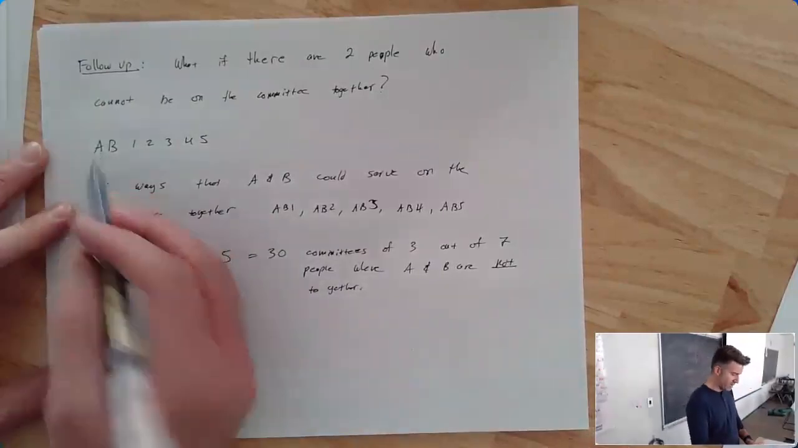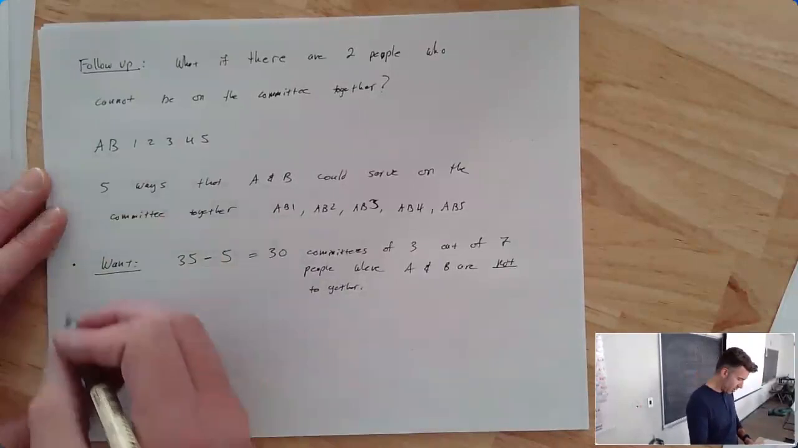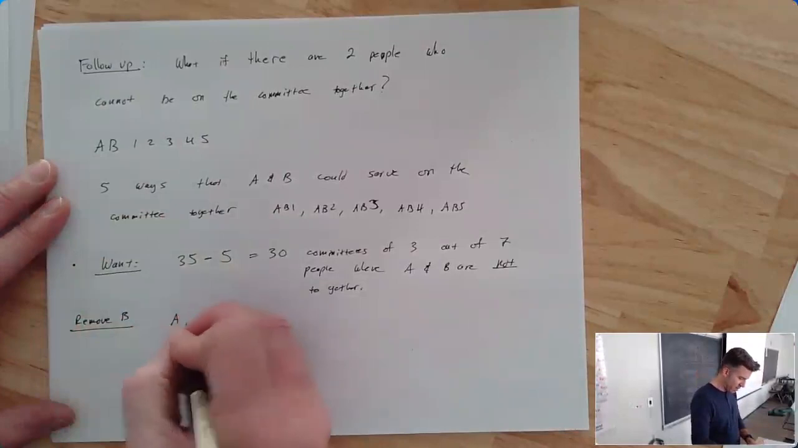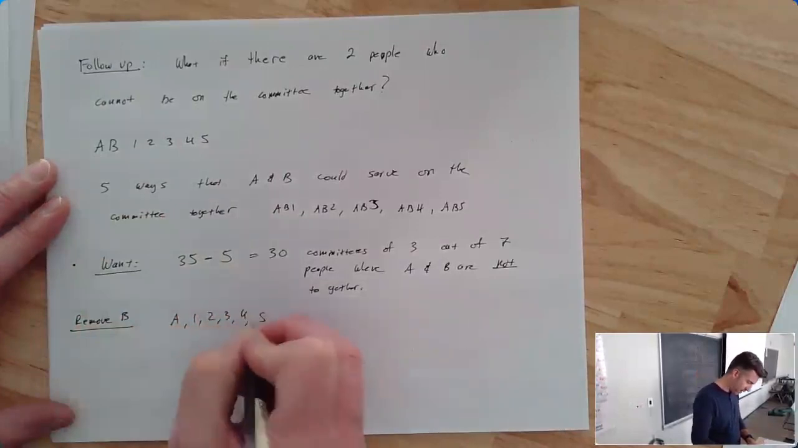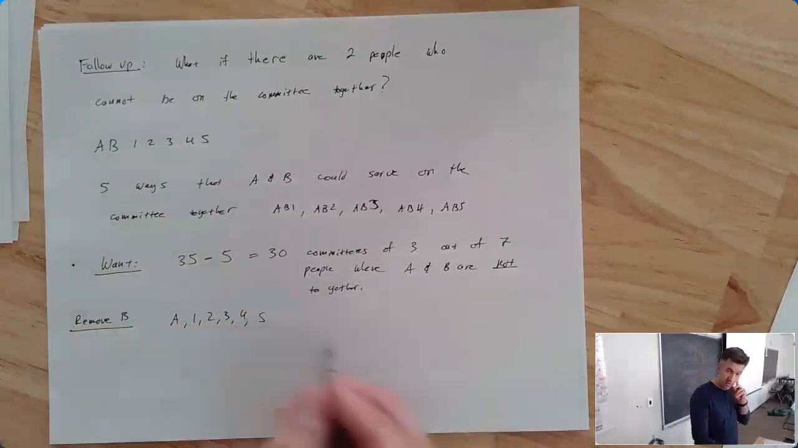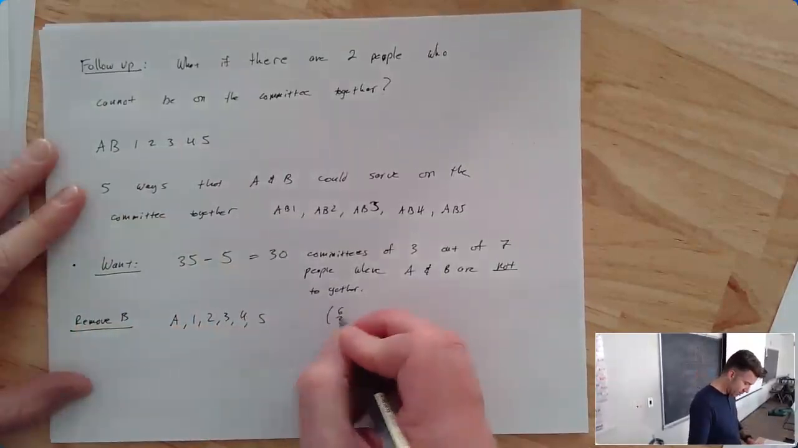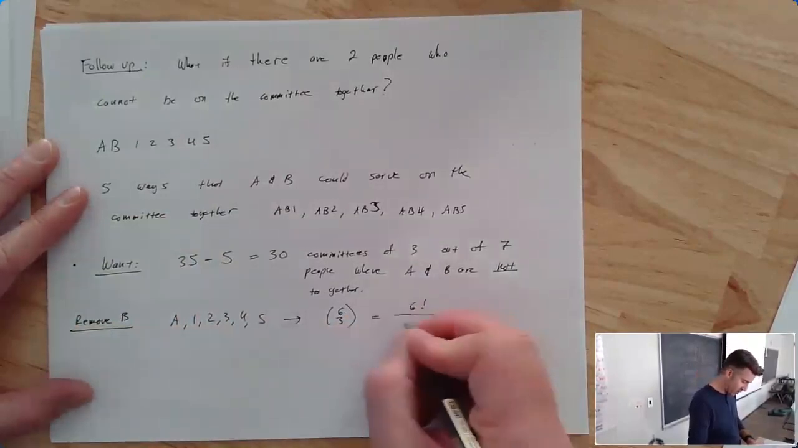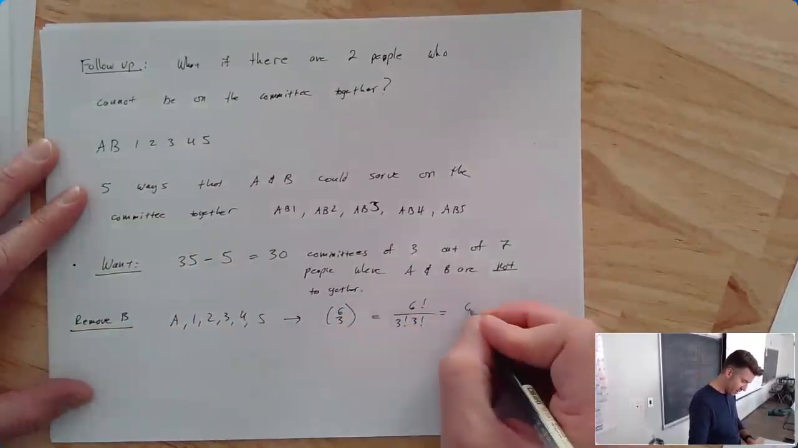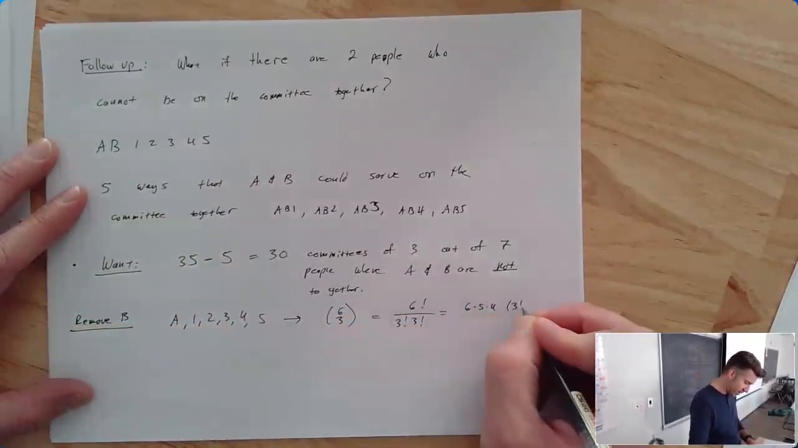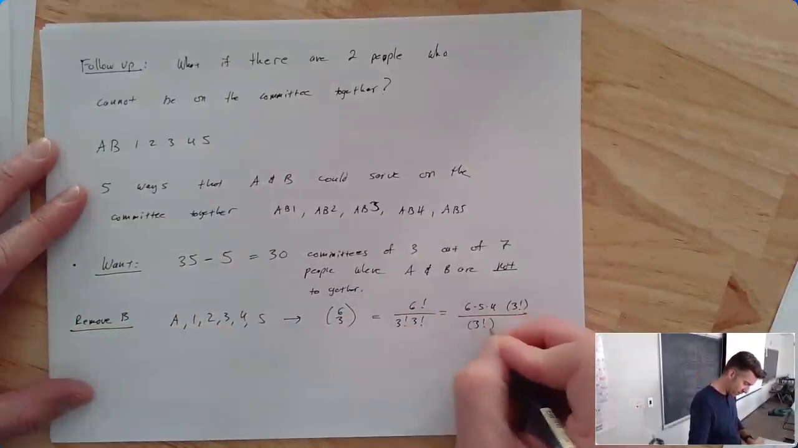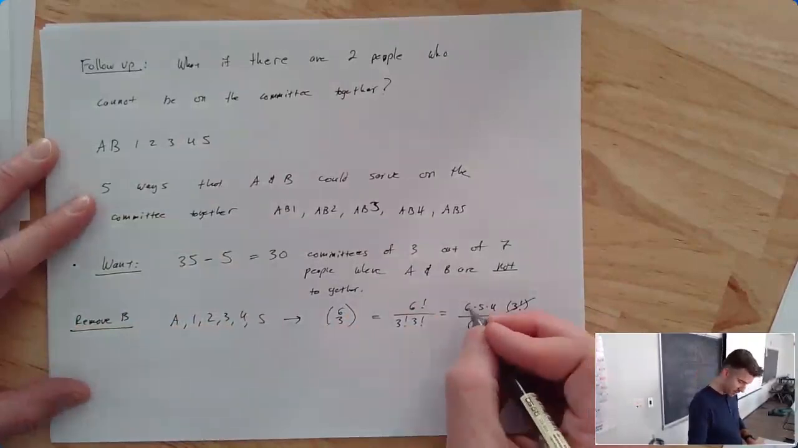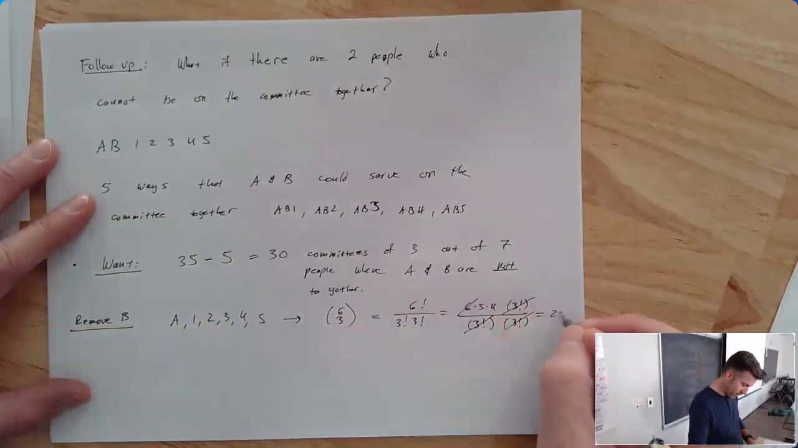I'm going to find all the ways of selecting committees with just A. So remove B. Then I'm left with A, 1, 2, 3, 4, 5. And so if I want to select 3 from there, I'm going to get 6 choose 3 ways of doing it, which is 6 factorial over 3 factorial times 3 factorial, which is 6 times 5 times 4 times 3 factorial over 3 factorial times 3 factorial. Those cancel, and you're left with 6, and 3 factorial is also equal to 6, so I can cancel this 6 with that 6. So I'm left with 20.